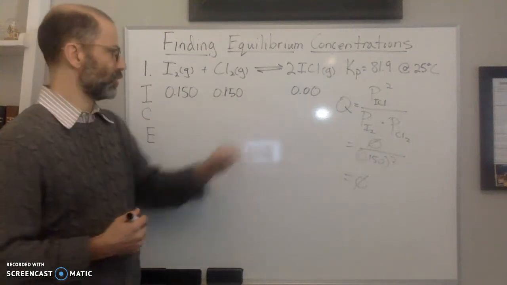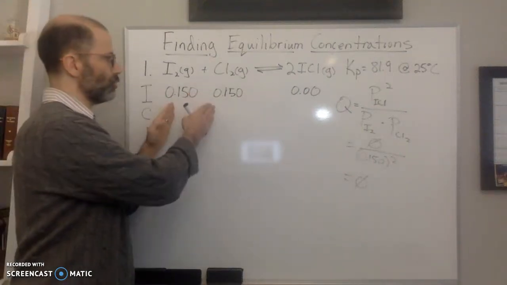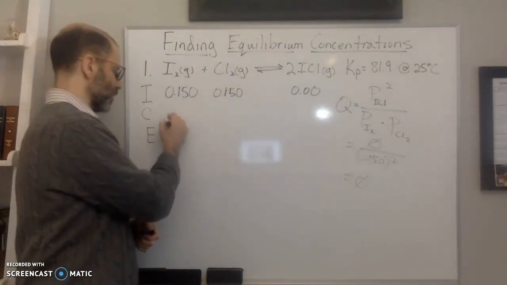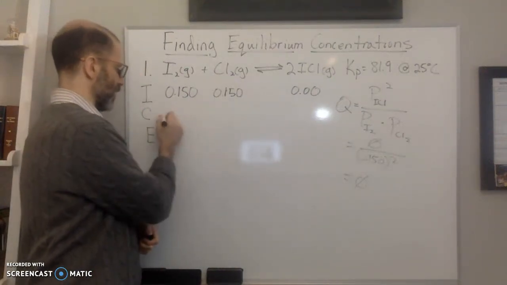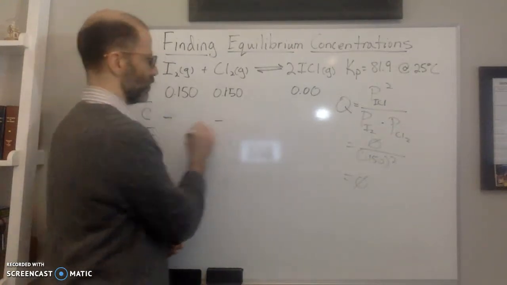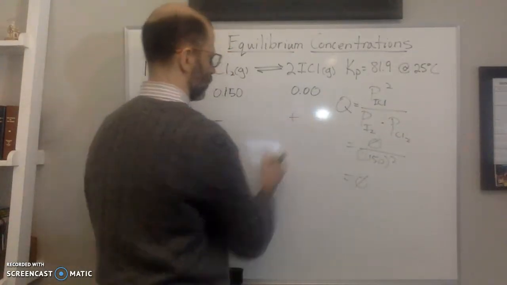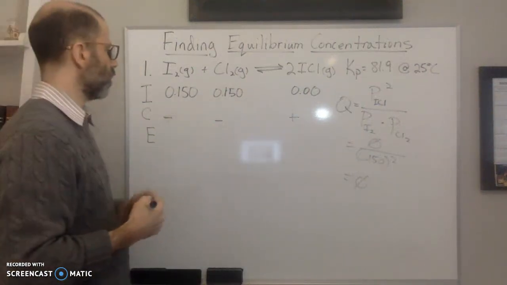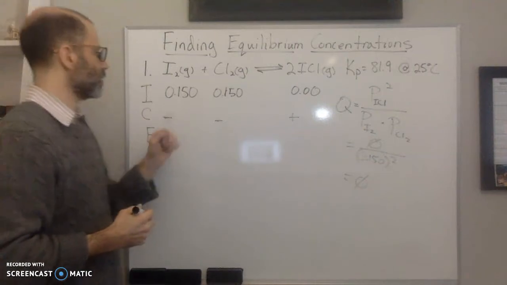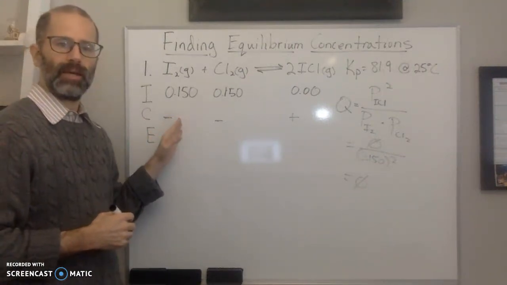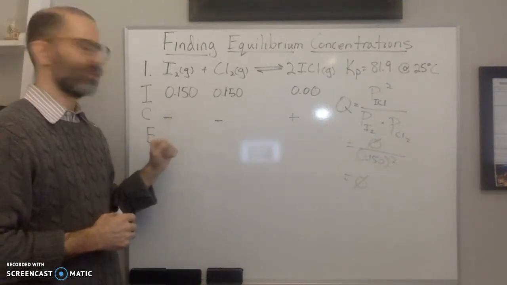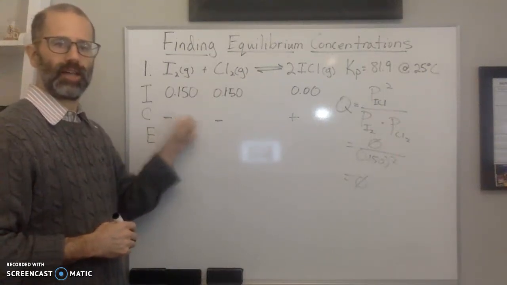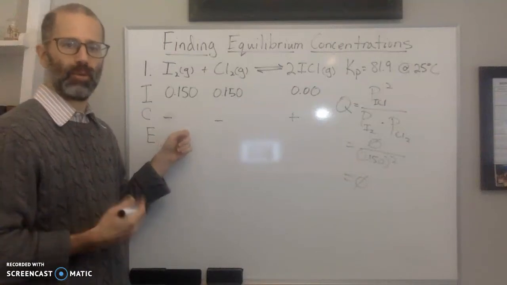So we know it's going to go in this direction, so that means we're going to lose reactants and we're going to gain products. And so that means we're going to have a negative change here, and we're going to have positive change there. So we're going to add to this and we're going to subtract from these two. So now what we do is we have to have some sort of holder for this change. We don't know what the change is. That's what we have to figure out.